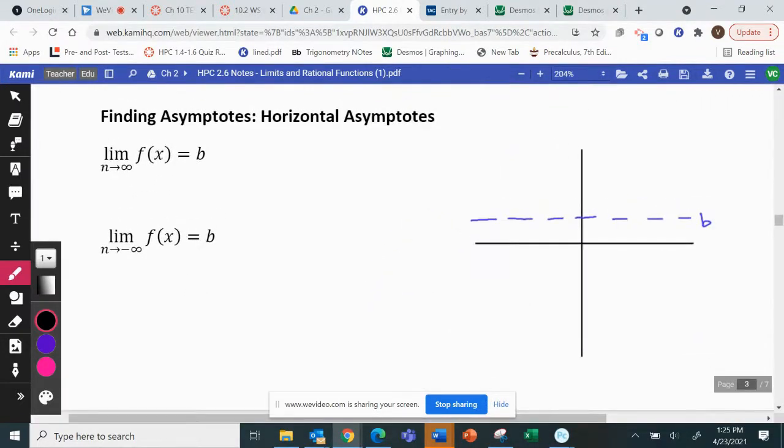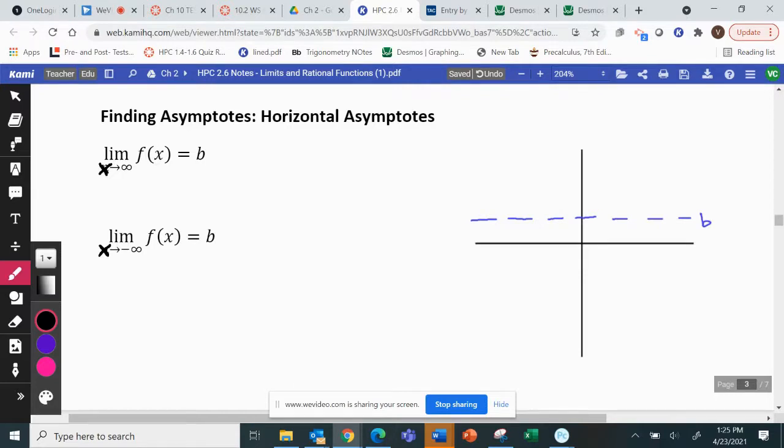For finding horizontal asymptotes, this is actually supposed to say x. When I copied it, I forgot to change this letter. Sorry, I should say x. We're going to do where we are finding as x approaches infinity.